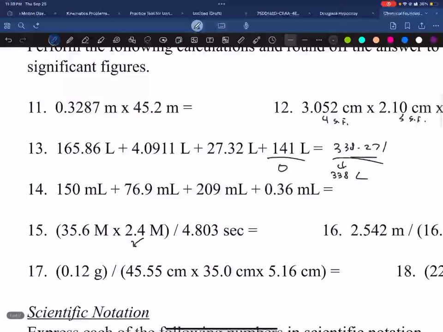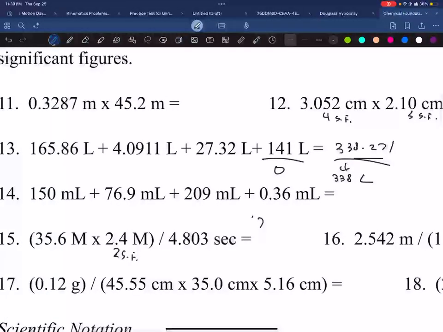Number 15, this might look confusing because there's also division and multiplication, but it's the same. This becomes 2 significant figures, which is the smallest. And if you just calculate this number, it becomes 17.7889. But multiplication and division always round to the smallest significant figures, which is 2 in this case. So it just becomes 18 m squared over seconds. This m squared over seconds is just a unit.